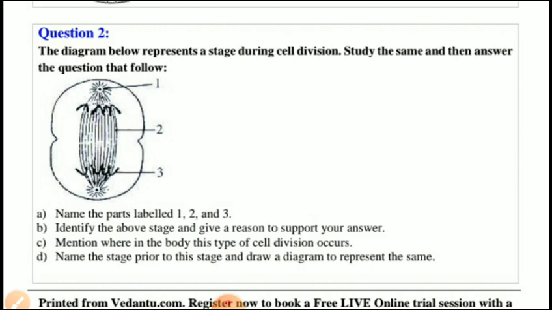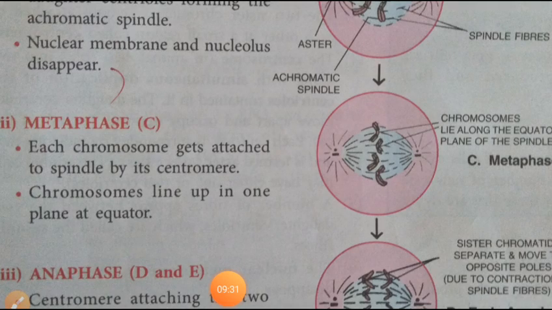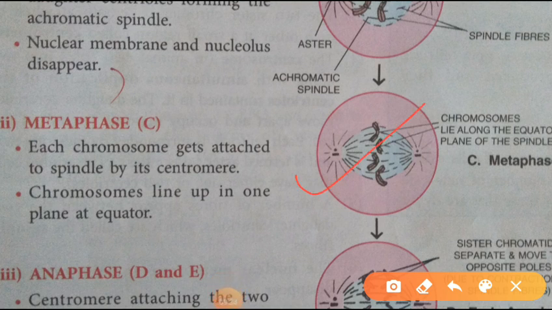Question number C. Mention where in the body this type of cell division occurs. It occurs in our somatic cells or body cells. Question number D. Name the stage prior to this stage and draw a diagram to represent the same. The stage prior to this is metaphase. This is the diagram of metaphase. So you have to draw the diagram.